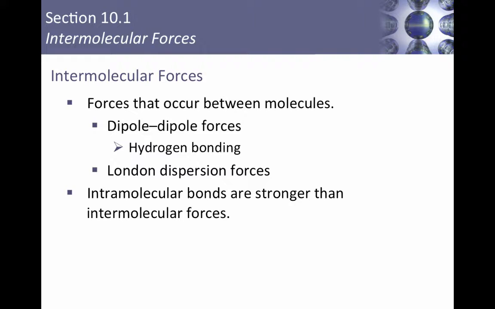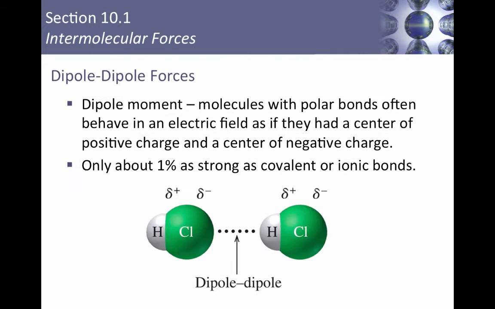So we're going to take a look at the three main types of intermolecular forces. So we have dipole-dipole, hydrogen bonding, which is really a special case of dipole-dipole, and then finally London dispersion forces. One point that I will make right now is that in all cases, the intramolecular bonds, in other words, the typical covalent bonds, are much stronger than the intermolecular forces or attractions. So the first type we'll look at is called dipole-dipole, and in order to have dipole-dipole attraction, you have to have a polar molecule, which we've talked about before.